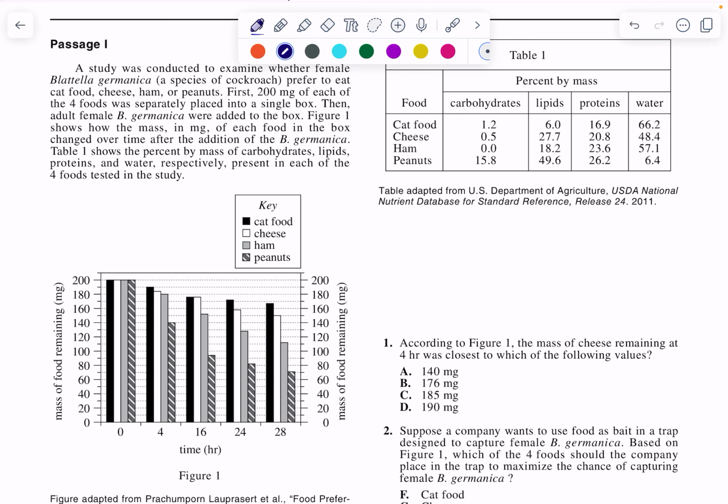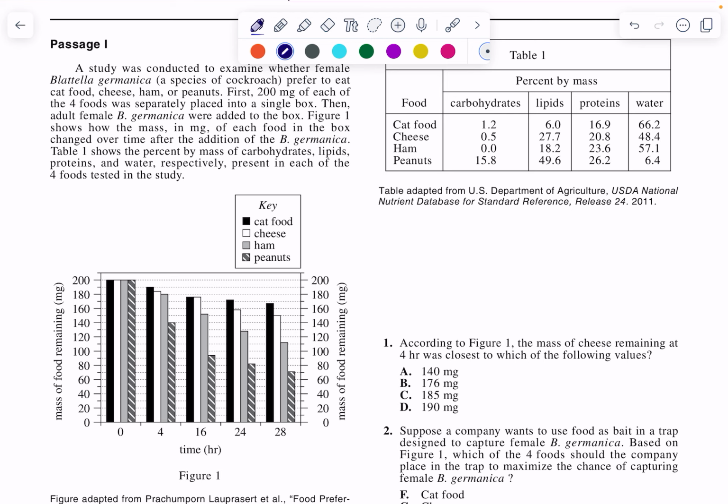So it says, this species of cockroach prefers to eat cat food, cheese, ham, or peanuts. First, 200 milligrams of each of these four foods was separately placed into a single box. Then adult female B. germanica were added to the box. Figure 1 shows how the mass in milligrams of each food in the box changed over time after the addition of B. germanica. Table 1 shows the percent by mass of carbohydrates, lipids, proteins, and water respectively present in each of the four foods tested in the study. So we're looking at what does this cockroach like to eat.